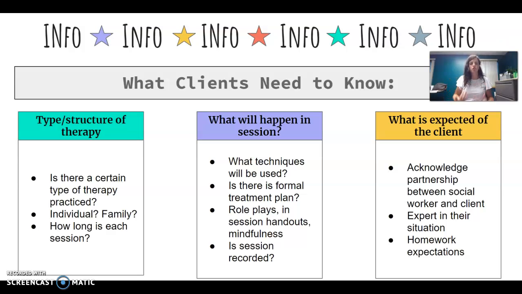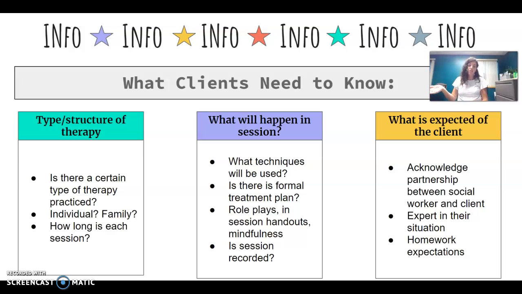You don't need to go into strong detail about it, but just let them know the parameters of what you practice, because that lets them know that A, you're qualified, and B, if they're looking for something else, you might not be qualified in that and they may need to start looking elsewhere. Setting parameters if it's individuals, families, or groups, the expectation for the size, and how long each session will be.